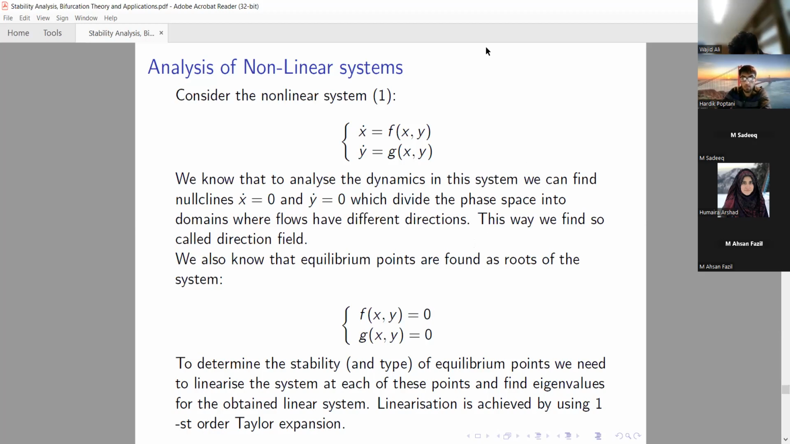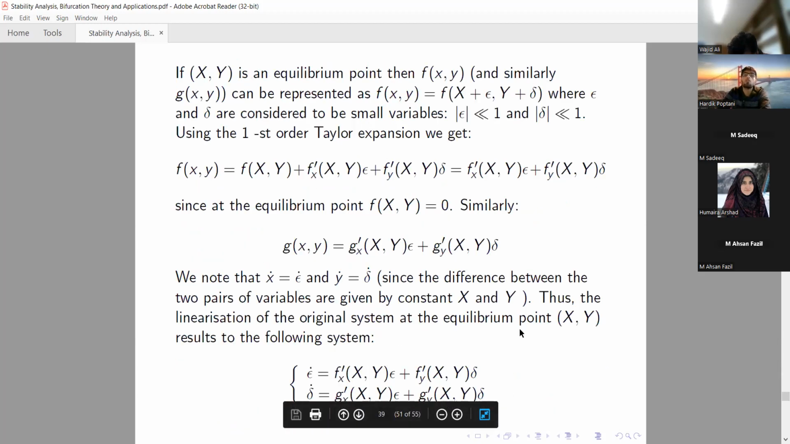So to determine the stability and type of equilibrium points, we need to linearize the system and find eigenvalues using Taylor expansion up to first order. If this is an equilibrium point, then we add a little perturbation with small values, let's say epsilon and delta are super small. Using first order expansion, we can get this. Obviously, this is equal to 0 as this is an equilibrium point. So this is what you get for f, and similarly what you get for g as well.